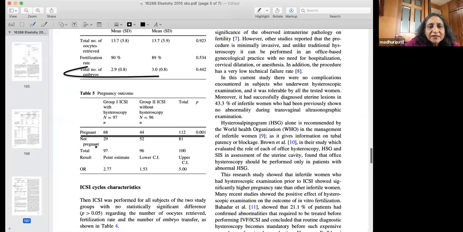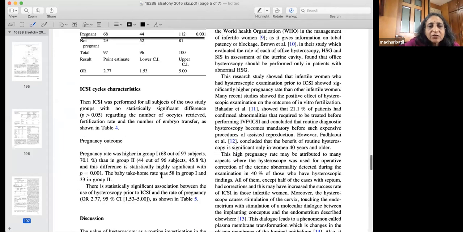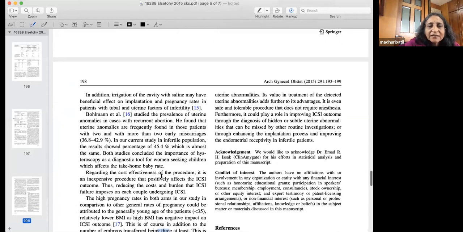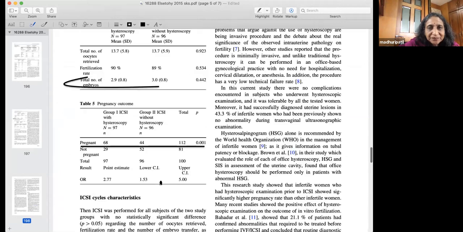And if you look at the pregnancy outcome, they have said that it is statistically significant, because statistically more patients conceived after a hysteroscopy than without one. Okay. But there were so many fallacies, whatever I've said, and therefore this paper is not of good quality, and it has its own limitations. Fine.